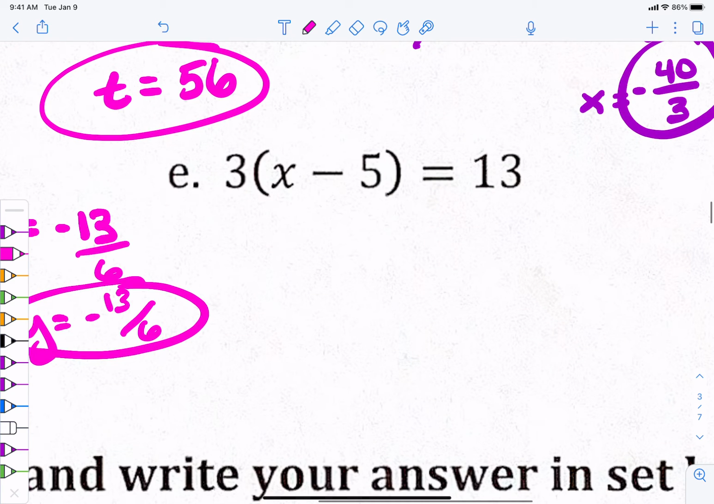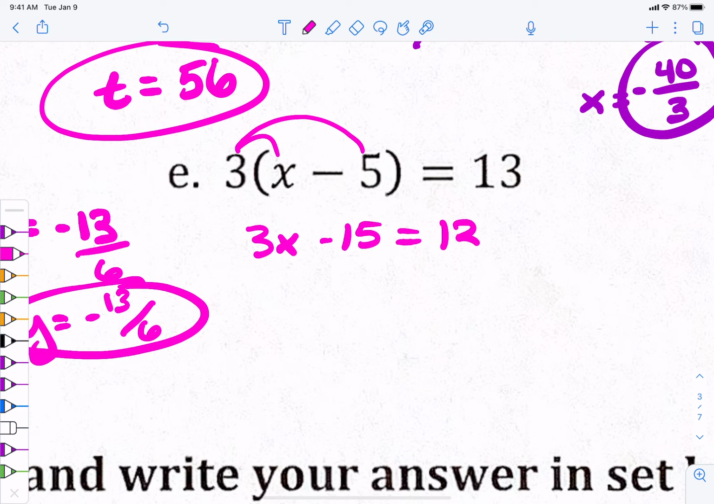All right, well, what about E? Distribute the 3. 3 times x, 3 times negative 5. 3x minus 15. Yep. I have a lot of people that will distribute the 3 to the x and not to the 5. Make sure you do it to the 5 also. Now what? Add 15. Is this too easy?